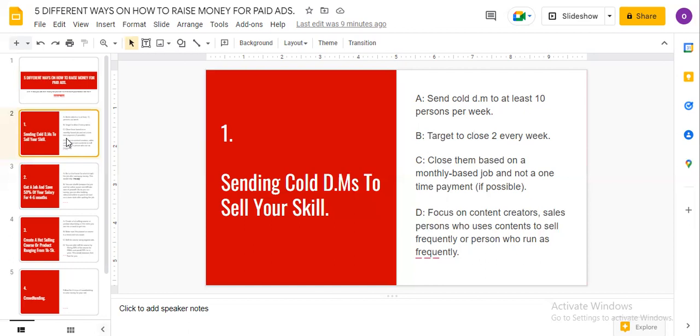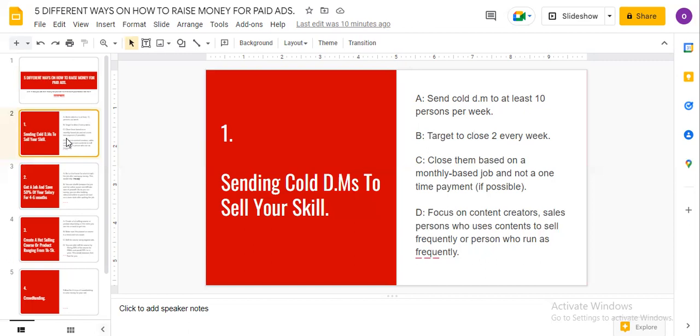Now, what is sending cold DMs? Just like the word cold, it is you sending messages selling your skill or your services to persons that you have never met before in your life. That's why it's called cold. They don't know you, you don't know them. You are just sending messages to them with the use of testimonials so that they can buy your skill or your service, and then you can raise money from there. Now, I mentioned something earlier: with the use of testimonials.